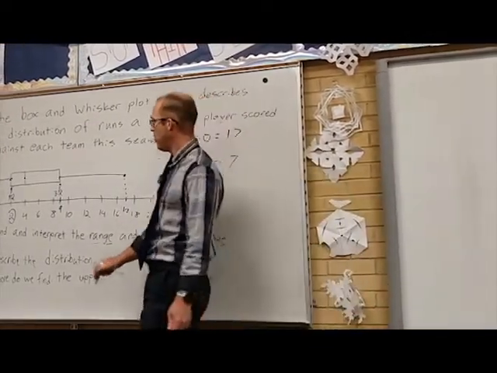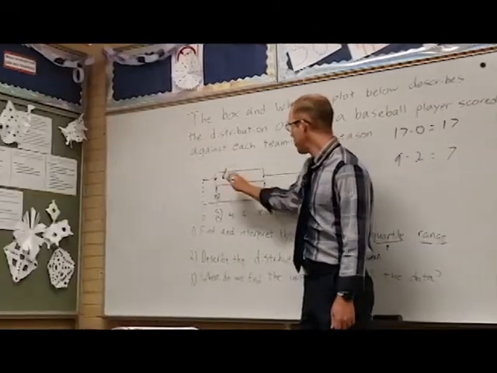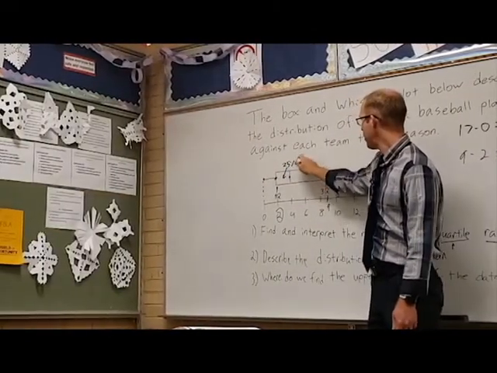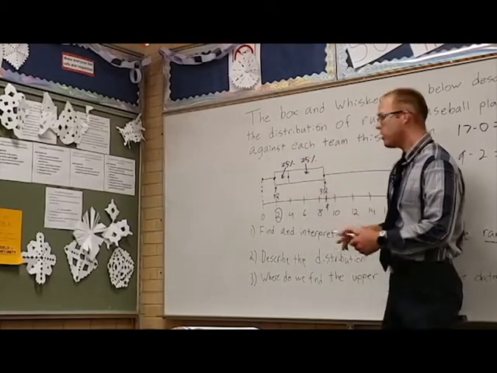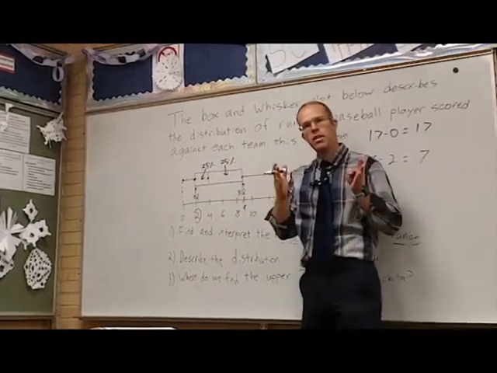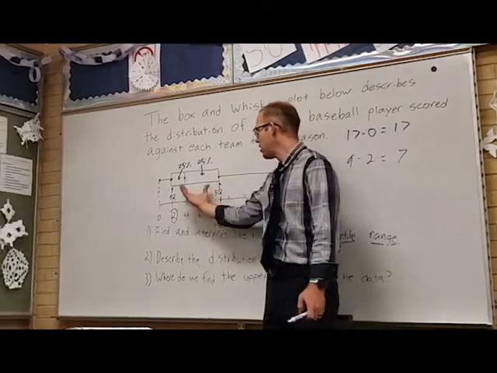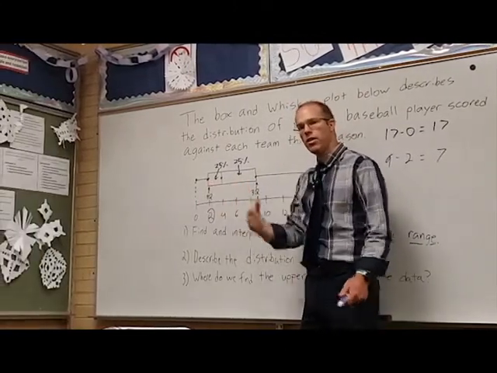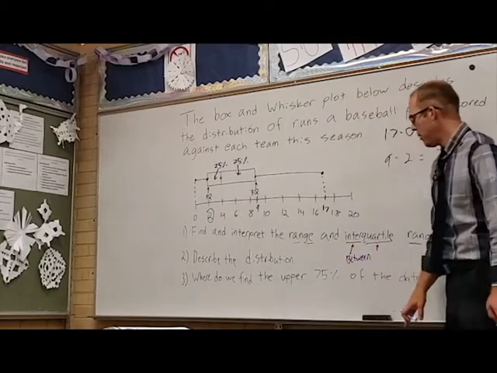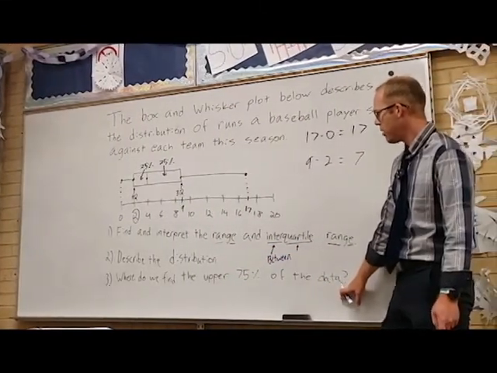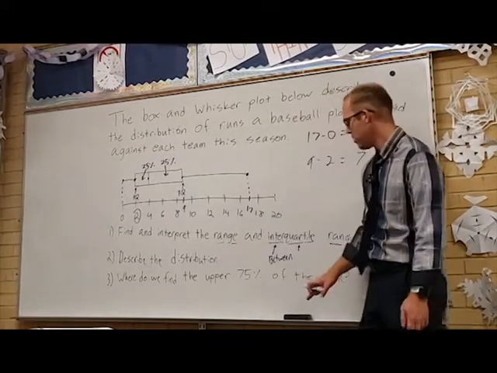That's the middle 50% of our data. If you recall, there's 25% of the data in this category, 25% of the data in this category. So that's kind of the average for our baseball player between 2 and 9. So the range for that is 7. All right, where do we find the upper 75%? We're gonna tackle this one next. We'll come back to the distribution in just a second.